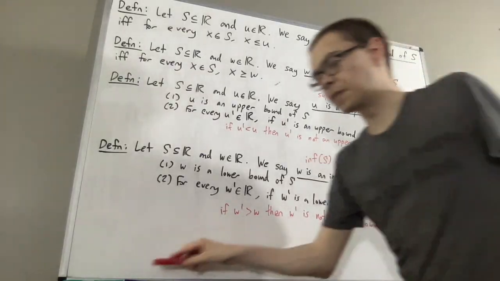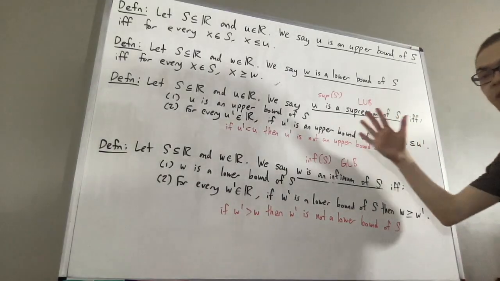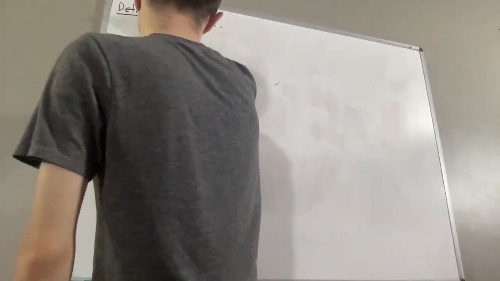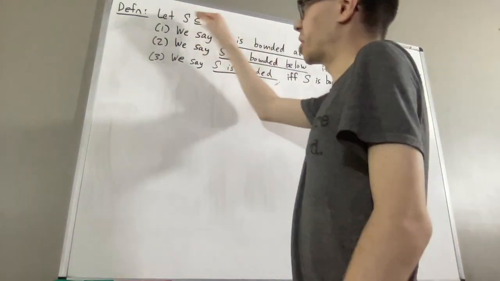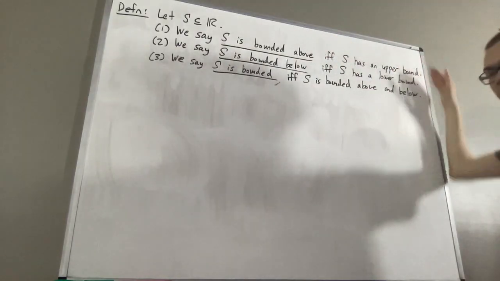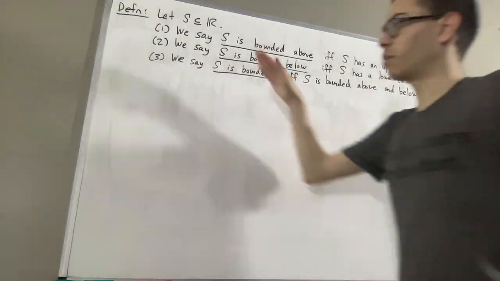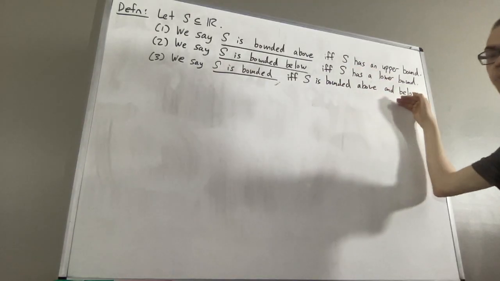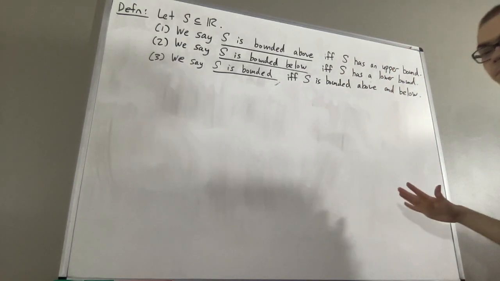Let's also remind ourselves of the definitions of a bounded set, and also what it means for a set to be bounded above and bounded below. Let S be a subset of the real numbers. We say S is bounded above if S has an upper bound. We say S is bounded below if S has a lower bound. And we say S is bounded if S is both bounded above and bounded below. Right? So in other words, S has both an upper bound and a lower bound.